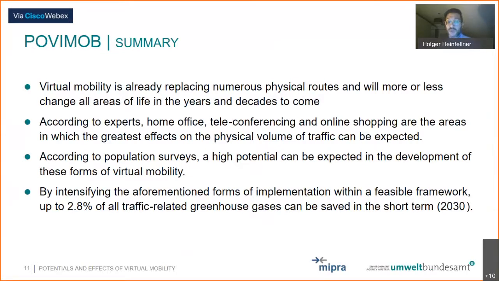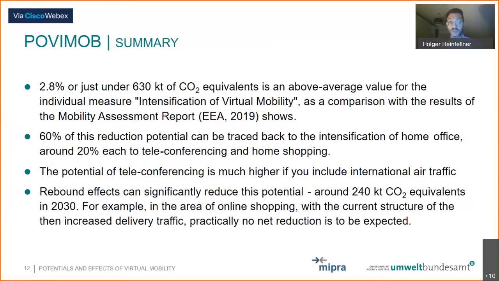Population surveys came to the result that the population and all of the experts as well see quite high potential in these forms of virtual mobility. And by intensifying the aforementioned forms, meaning teleconferencing, home office, and online shopping, up to 2.8% of all traffic-related greenhouse gases can be saved in the short term. That means 2030. 2.8%, this is 630 kilotons of CO2.